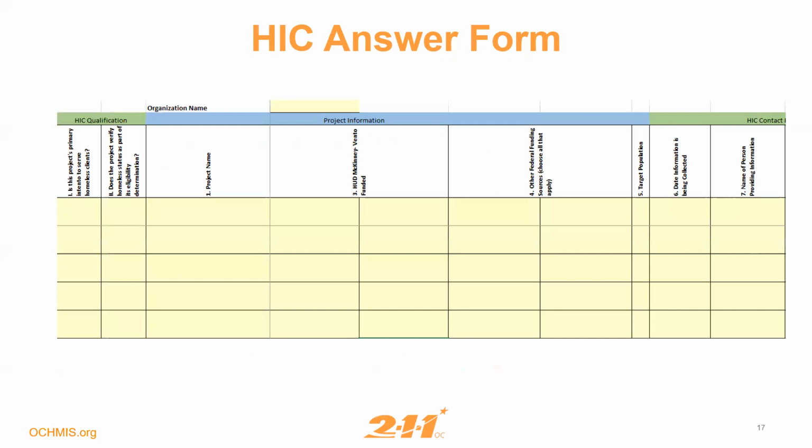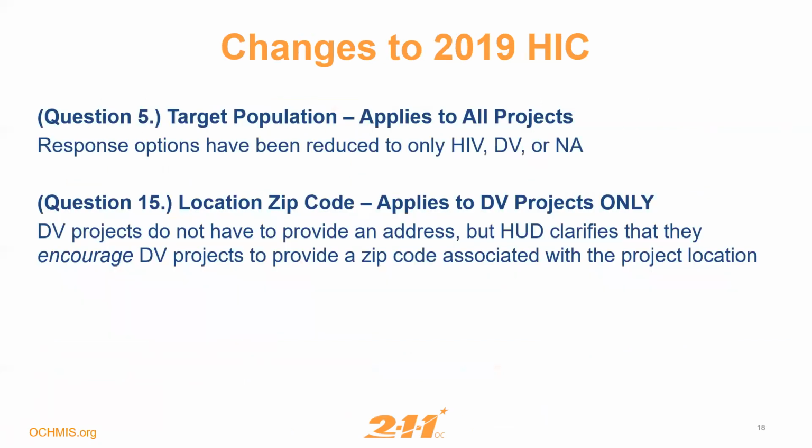So this is what the HIC Answer Form looks like. If you have completed the HIC PIT process before, this might look familiar to you, but there have been some changes to the 2019 HIC, and we want to go over those so that you're aware. So the changes for the 2019 HIC. The first change that applies to all projects is a change for question 5, target population. So the response options for target population have been reduced to only HIV, DV, or NA.